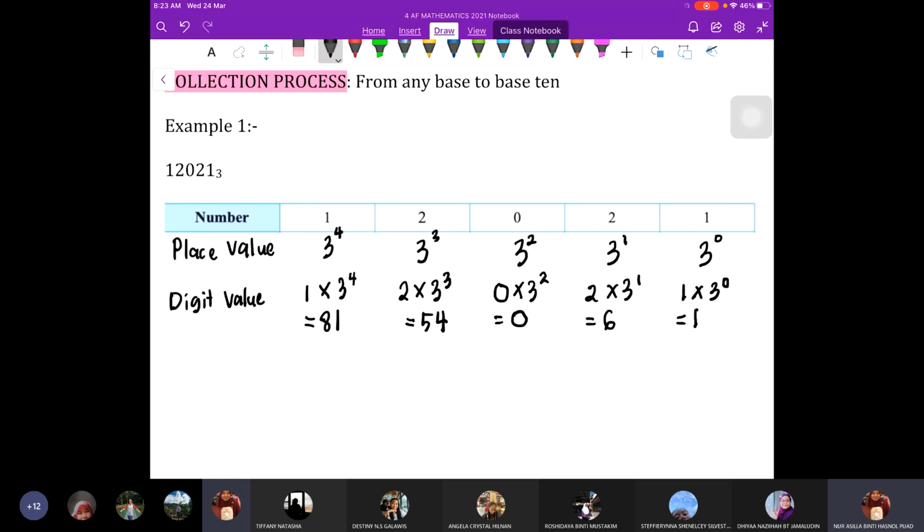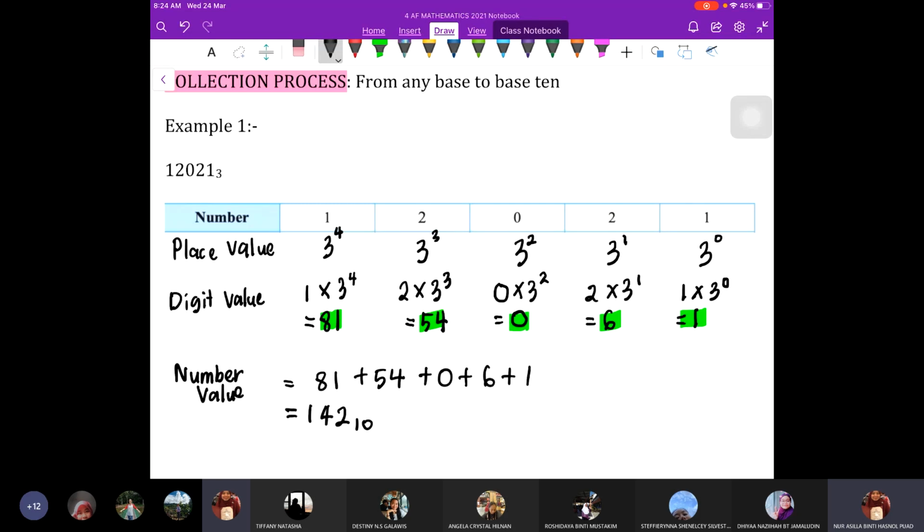Okay, hence the number value ataupun numerical value dia will be, kita ambil semua digit value, all the digit value kita akan totalkan dia. So 81 plus 54 plus 0 plus 6 plus 1. So finally you will get 142 in base 10.